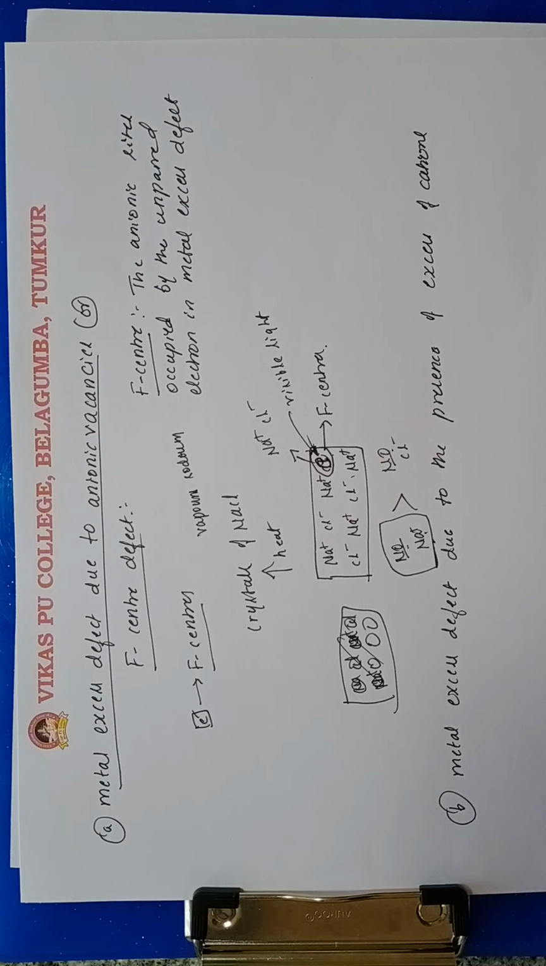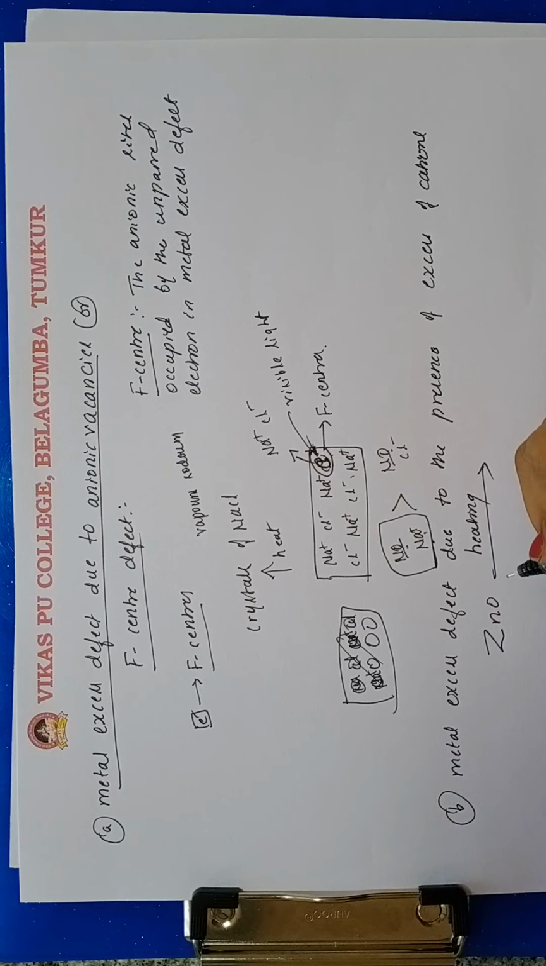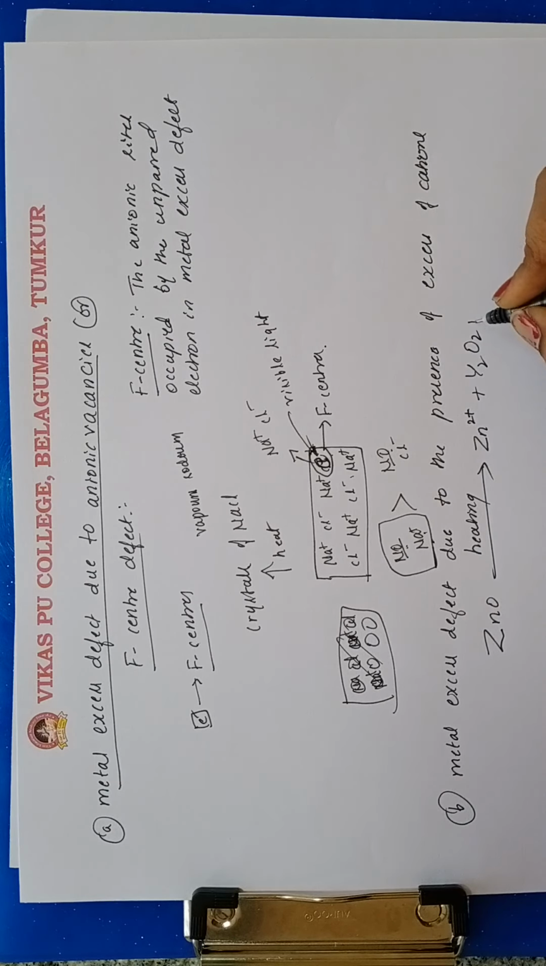Zinc oxide is white in color at room temperature. On heating, it loses oxygen and turns yellow. On heating, it becomes Zn2+, then O2 plus 2 electrons, meaning oxygen gas escapes.